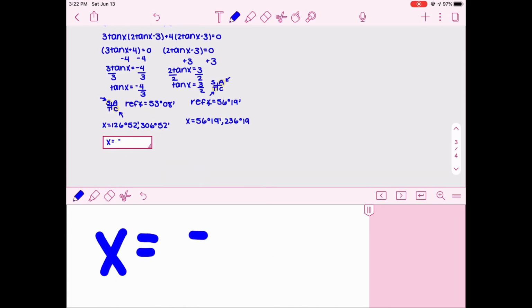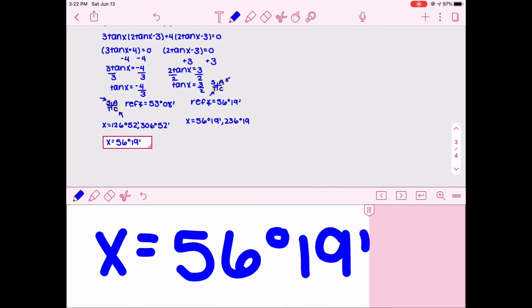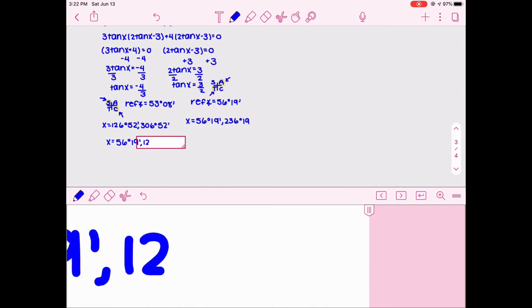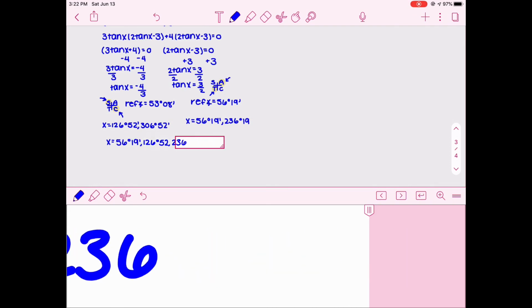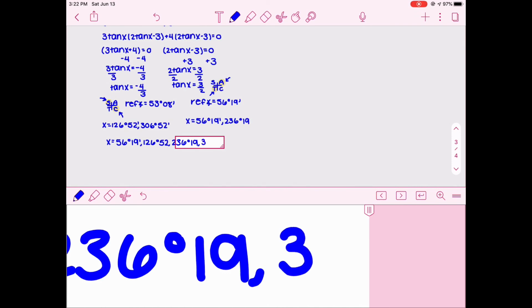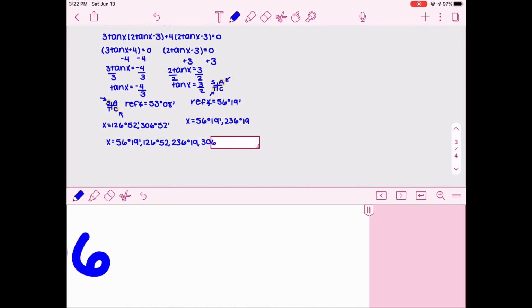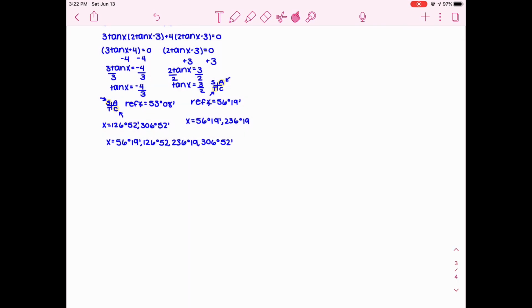Now, for the final answer, we have to write them in numerical order, starting from least to greatest. So we have 56 degrees, 19 minutes, 126 degrees, and 52 minutes. Next, 236 degrees and 19 minutes. And lastly, 306 degrees and 52 minutes. So that's the final answer for number 2.